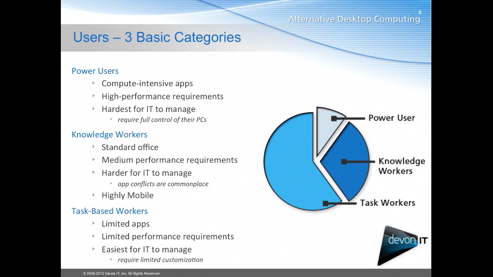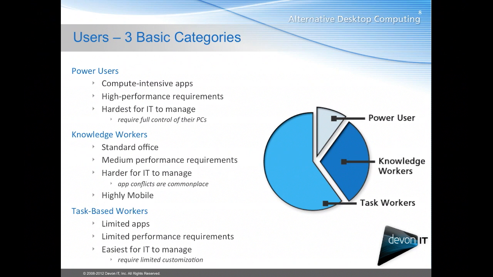Users fall into three basic categories. There are the power users, who are computer intensive. They are hardest for IT to manage because they need the most control over the environment that they're running. There are the knowledge workers, who have standard office applications like Word and Excel. They're medium performance. They're not driving that many power-intensive applications, but they are still hard for IT to manage because they do have a lot of app conflicts. They need a lot of resources.